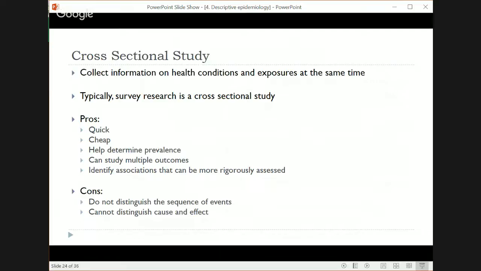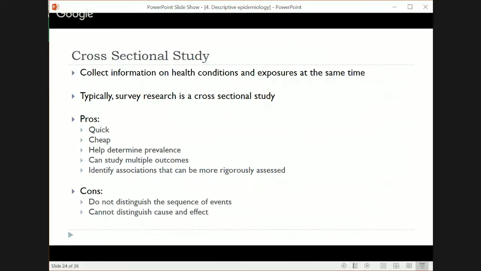Now, why would you do a cross-sectional study? One, it's quick. It's really easy to hand someone a survey and say, fill this out. It's cheap. You're not following up with these people. You're not saying, come back in 3 months and see me again. The third reason is that it helps you determine prevalence. How many students are tanning? The next is that you can study multiple outcomes.